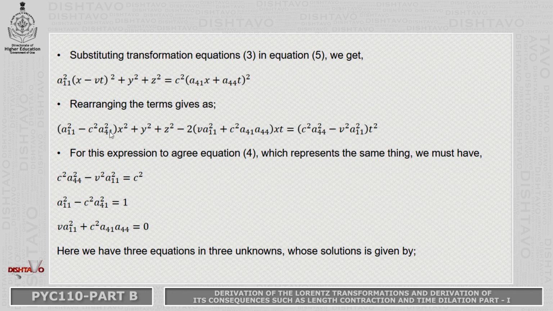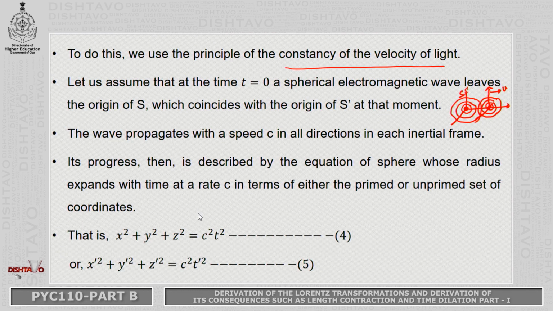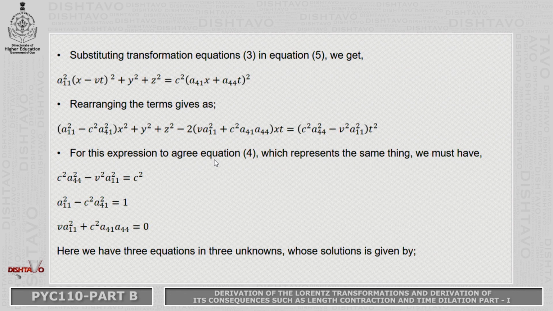Now this equation should be similar to x square plus y square plus z square equal to c square t square. That is equation number 4. For equation number 4 to agree with this, we must fix that this equals 1. That's why we write a11 square minus c square a41 square equal to 1. The xt term is not there in equation number 4, so this should be written as 0. So we have written v a11 square plus c square a41 a44 equal to 0.